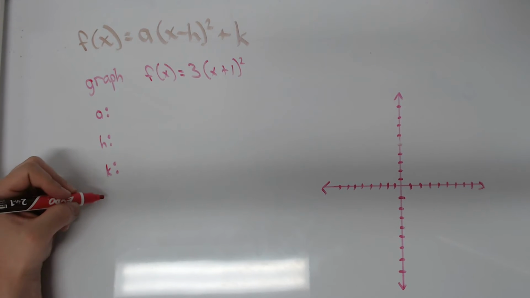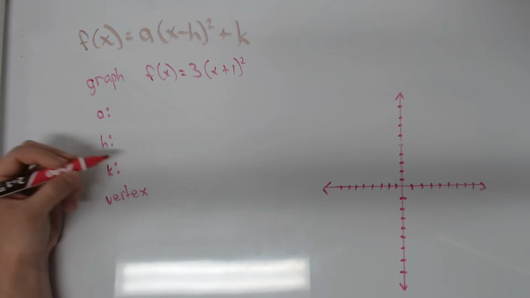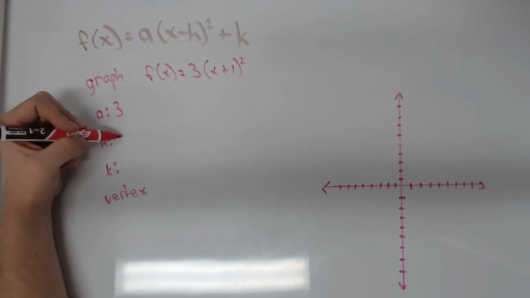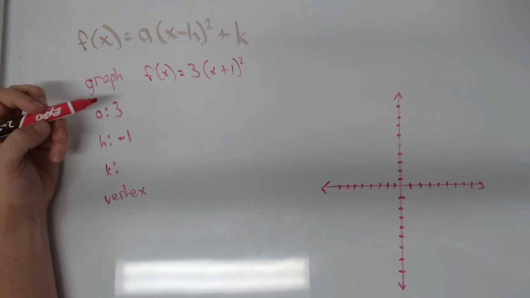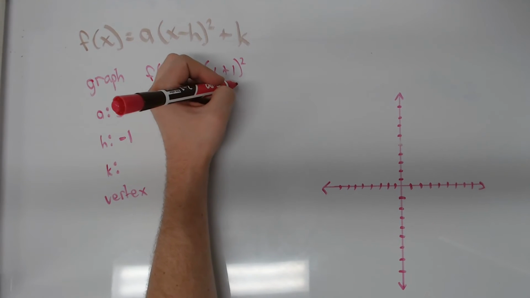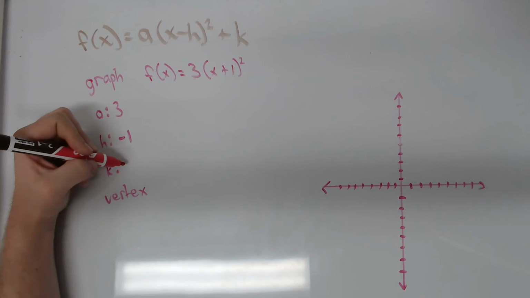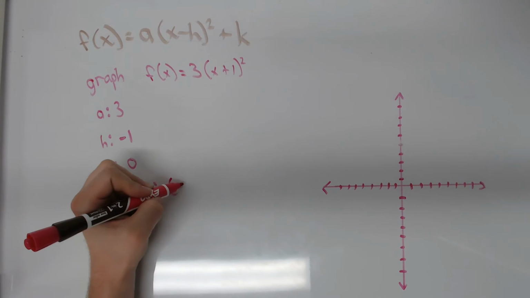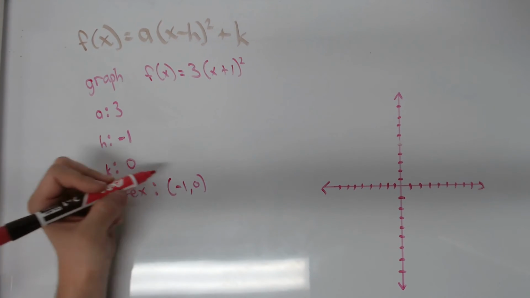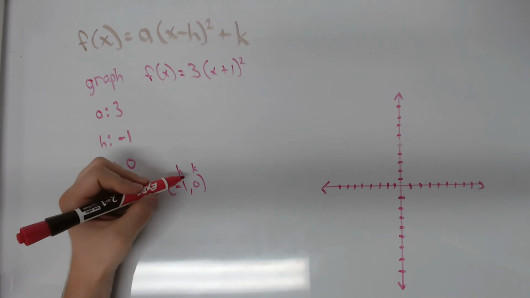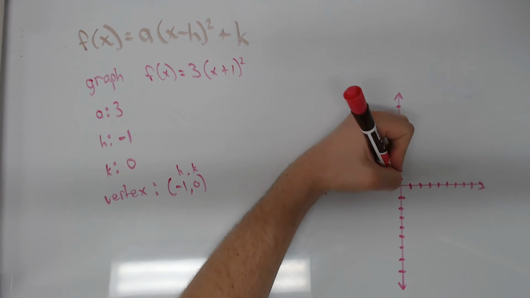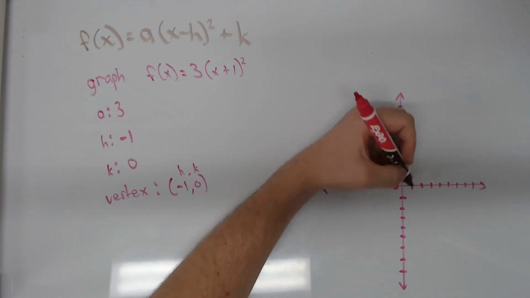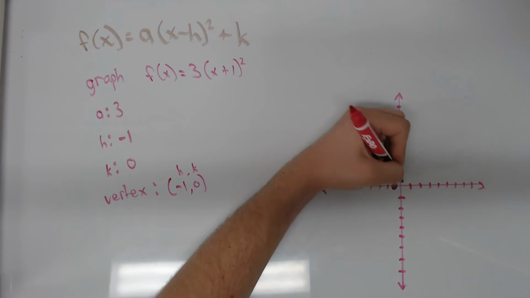And then remember, my vertex is going to be h comma k. So my a value is 3. My h value is negative 1, because it would have to be x minus negative 1 to get x plus 1. And then k is 0. So my vertex is at negative 1 comma 0, h comma k. All right, so I'm going to plot a point there, negative 1 comma 0. Maybe I should use the other color for that, so it stands out more on the graph.